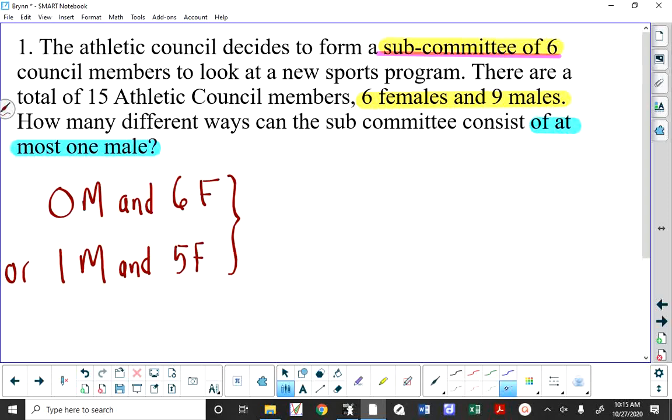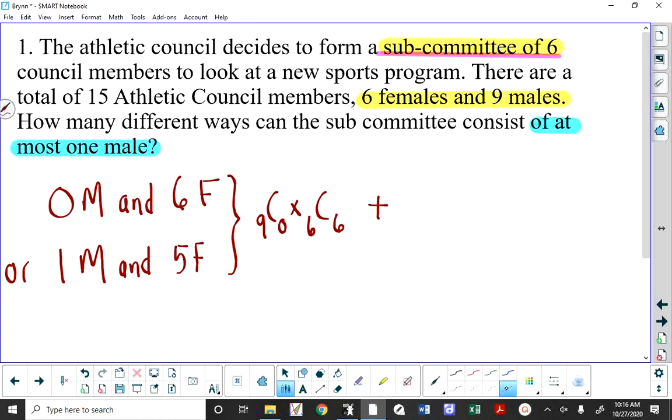0 males and 6 females would be, well, let's see, we have 9 males and we need to choose 0. And means multiply. We have 6 females to choose from, and we happen to want all 6 of them. So the number of committees that has 0 males and 6 females will be 9 choose 0 multiplied by 6 choose 6. Then we have the word or, which means add.